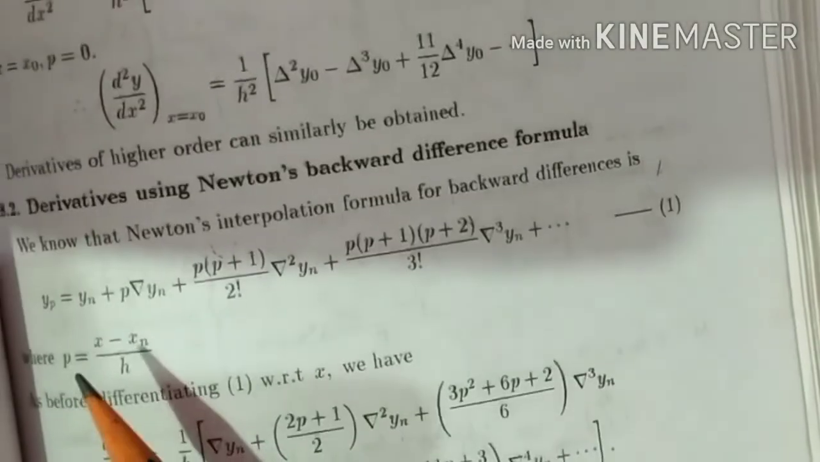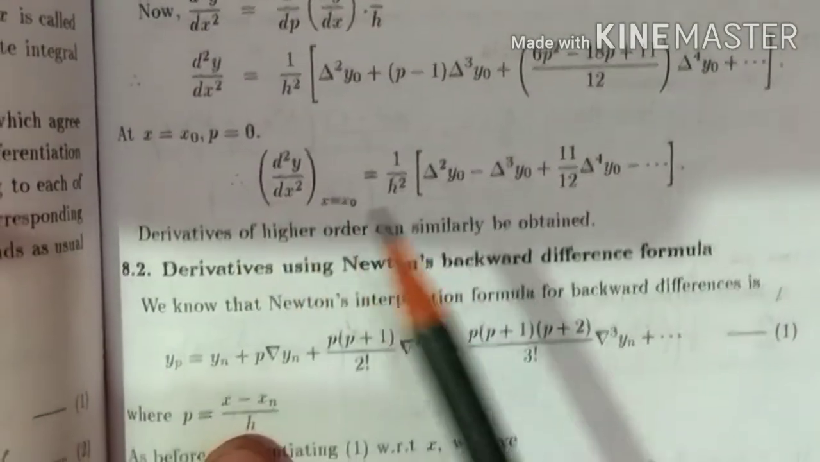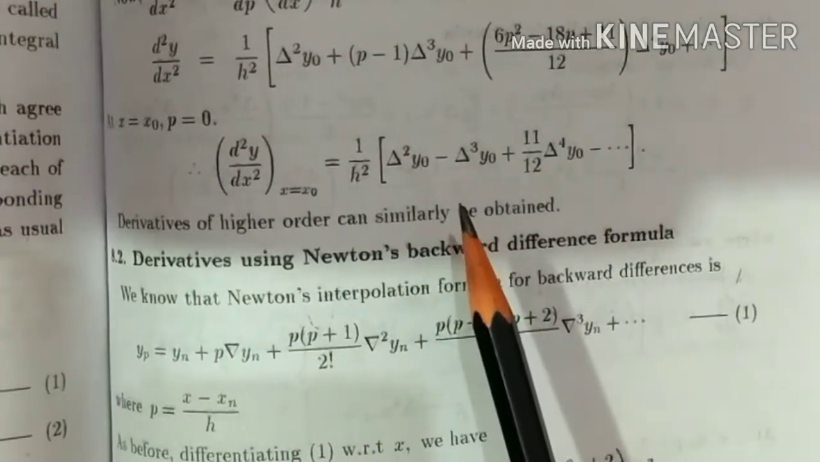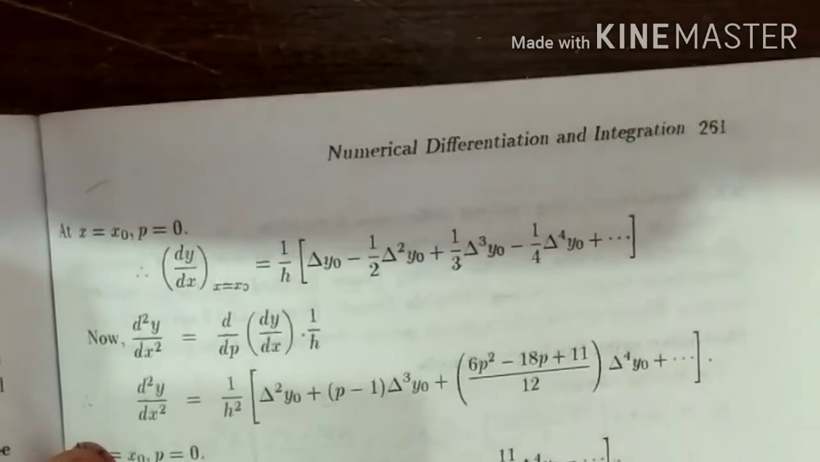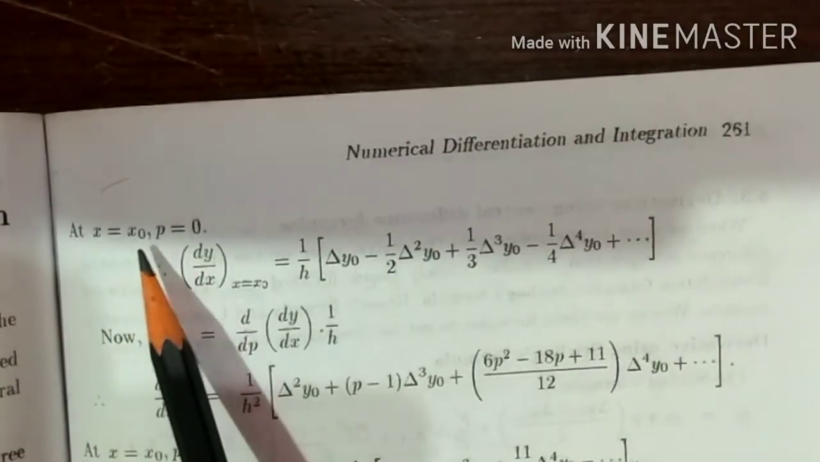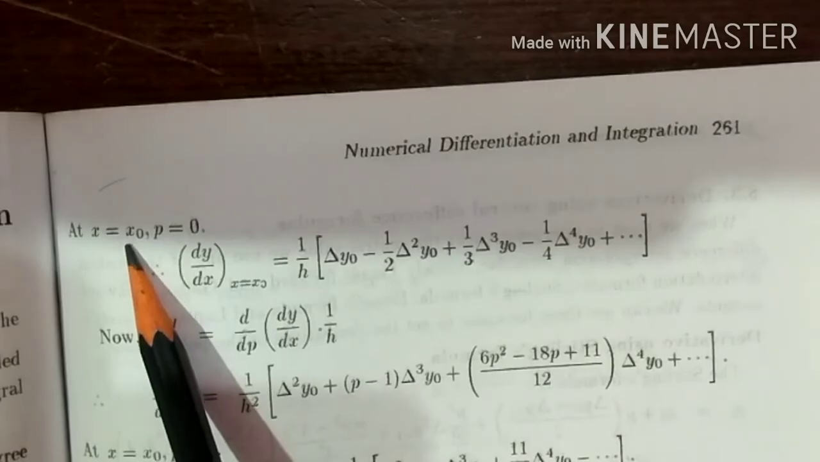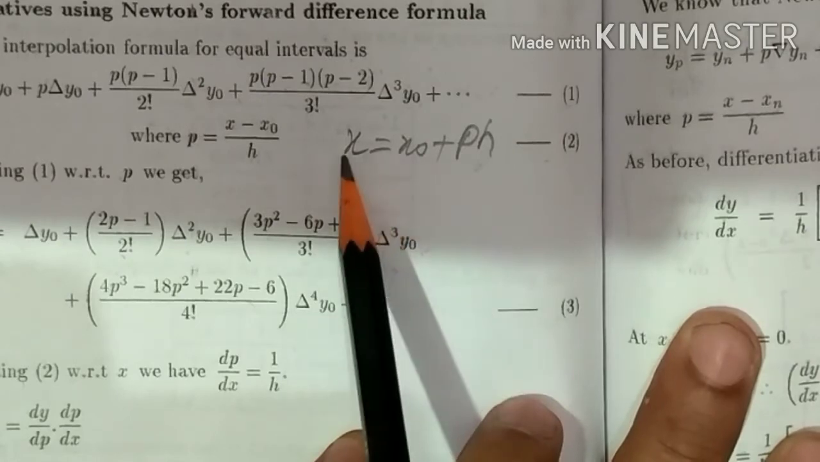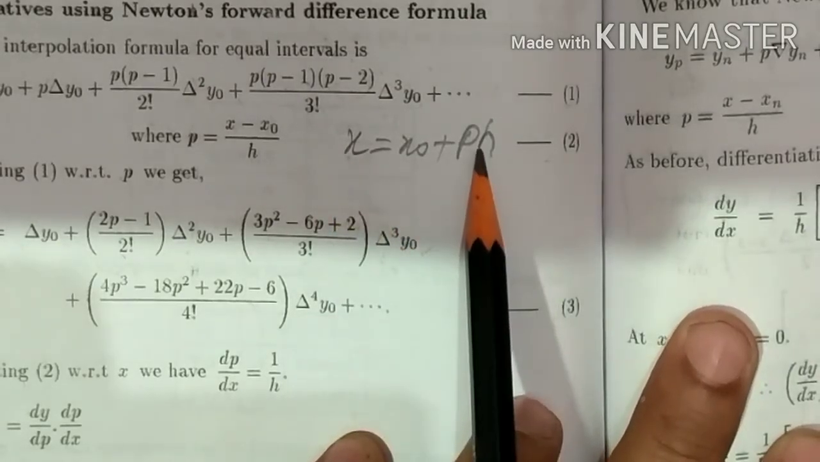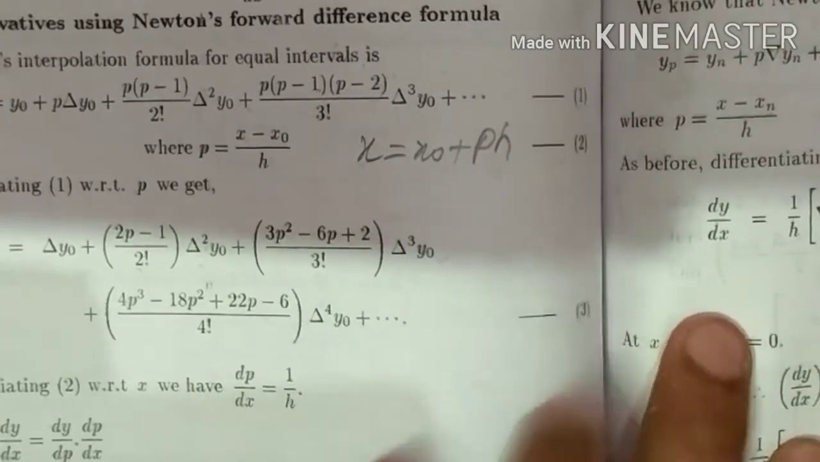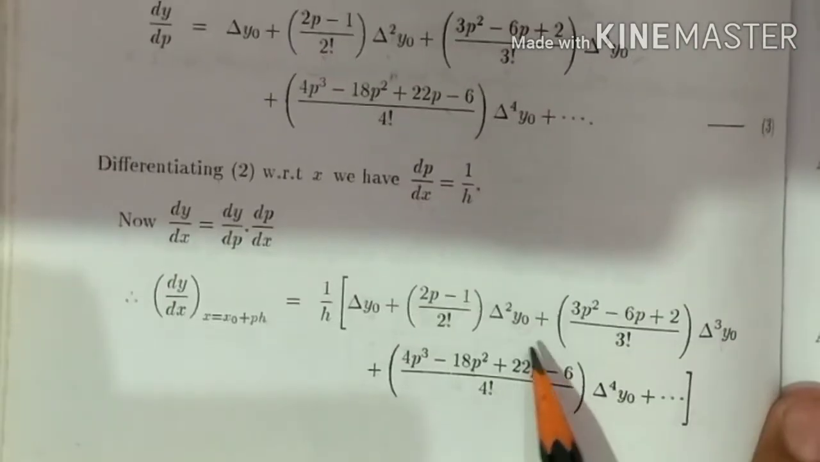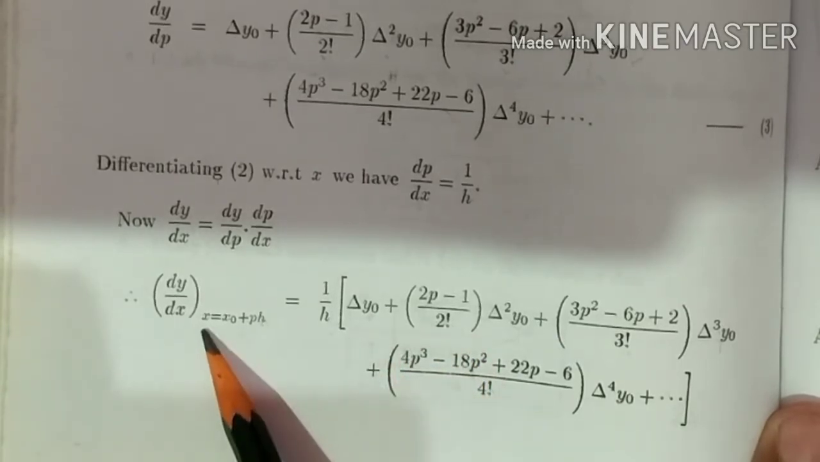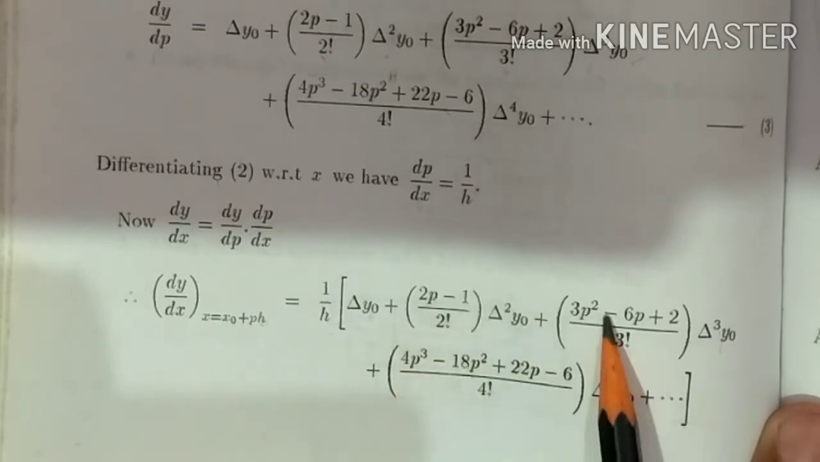Now suppose x equal to x0. We know that x equal to x0 plus ph. So if I take x equal to x0, then definitely p equal to 0. Here we have to put p equal to 0, that means x equal to x0, so all the p terms are 0.